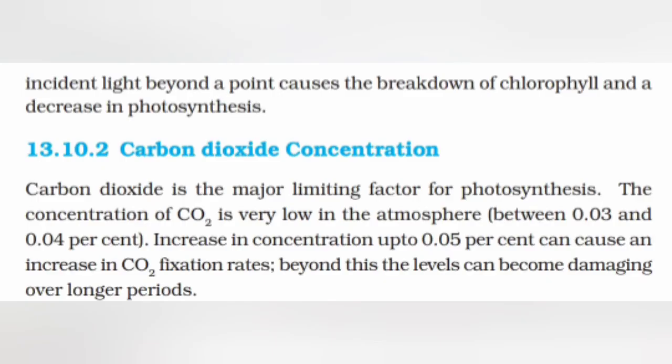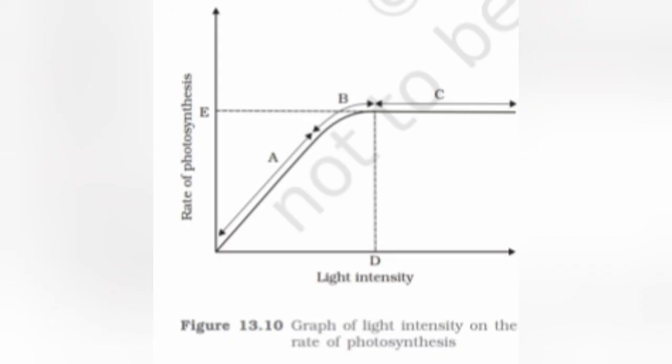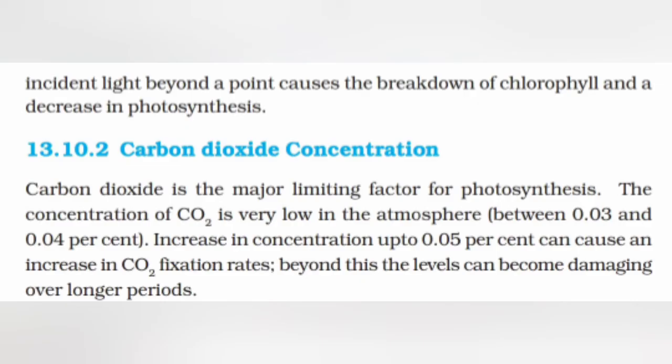Increase in incident light beyond a point causes the breakdown of chlorophyll, that is photooxidation of chlorophyll, and a decrease in photosynthesis. Here is a graph representing the light intensity and rate of photosynthesis. We can see as the light intensity increases, rate of photosynthesis increases, but at a maximum value, it becomes stable, no increase in rate. Next factor is carbon dioxide concentration.